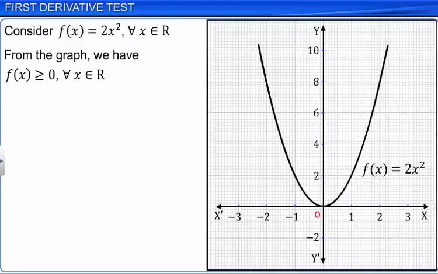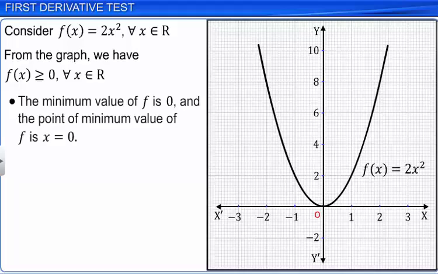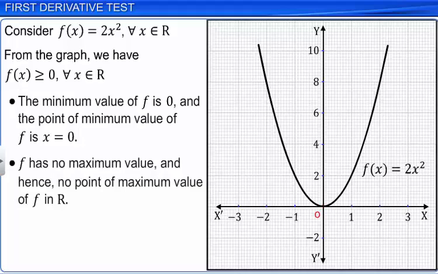This means that the minimum value of the function is 0, and the point of minimum value of f is x is equal to 0. Also, there is no maximum value for this function, since the value of the function increases as x increases from 0, and also the value of the function increases as x decreases from 0.